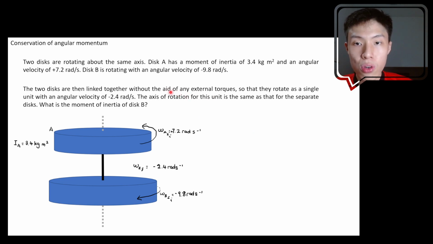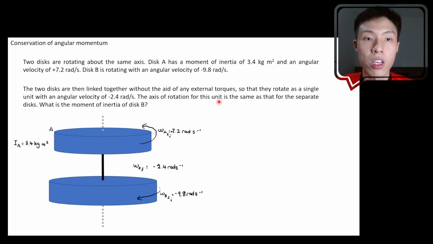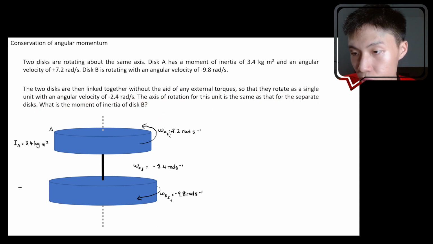The axis of rotation for this unit is the same as that for the separate disks. Yes, that's what we do. Previously, it was on this axis of rotation. Now, after connecting together, you are still using this same axis of rotation. So it's the same for separate or combined. They share the same axis of rotation. Now, what is the moment of inertia of this B? So now they're asking for what is I subscript B.